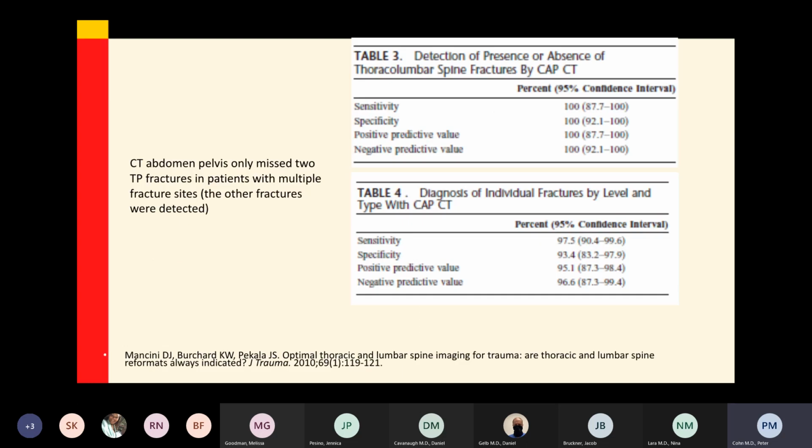And what they found was that essentially they found all the injuries on a chest, abdomen, and pelvis CT. The only two that were missed were again TP fractures in patients who had multiple other fractures. And in those cases, those other fractures were detected by the radiologist. So really, this is just to point out that if a patient is transferred in and they have a chest, abdomen, pelvis CT, you probably don't need to reorder a CT to get thoracic and lumbar reformats just to rule out injury.